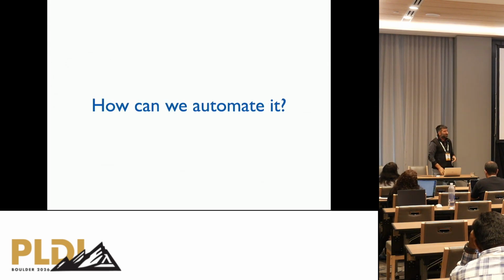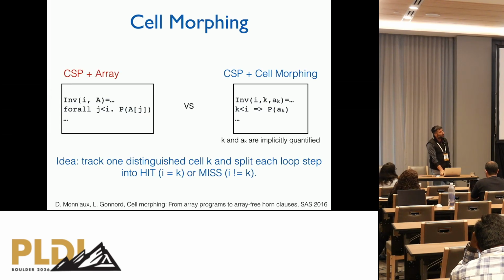So the question is, okay, but how can we deal with it? Because we don't want to deal with it manually, so we want to automate it. Now, how can we automate it? This is where the title of my talk starts to matter. We use this approach that was proposed by Monmouth and Gonor for reasoning about arrays, simple array unary properties of array, which is called cell morphing.